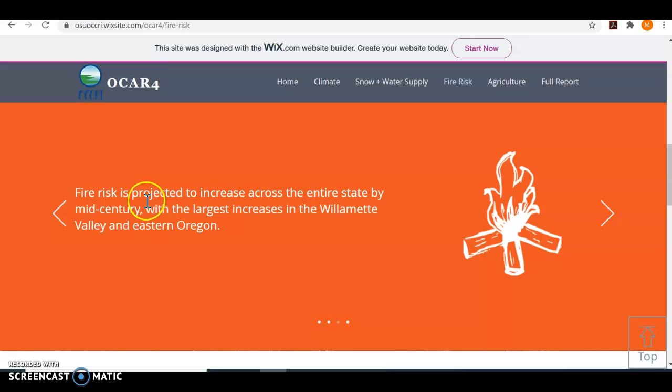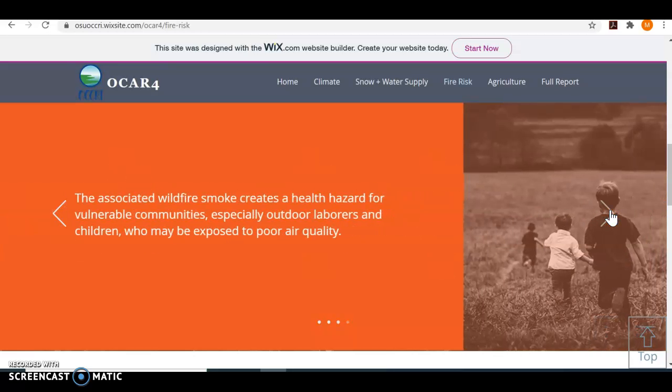And so fire risk, where are the risks going to be rising? The largest increases are in the Willamette Valley and eastern Oregon. I had to evacuate out of a fire here on the Oregon coast. So even here, where I'm currently producing this, associated wildfire smoke creates a health hazard.